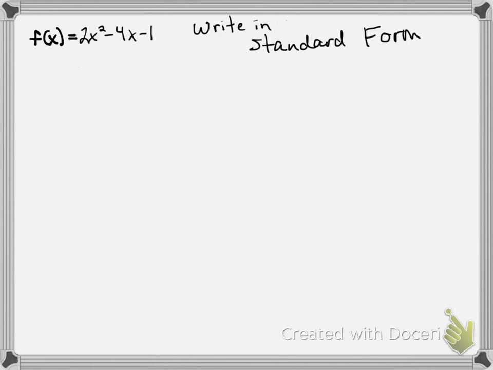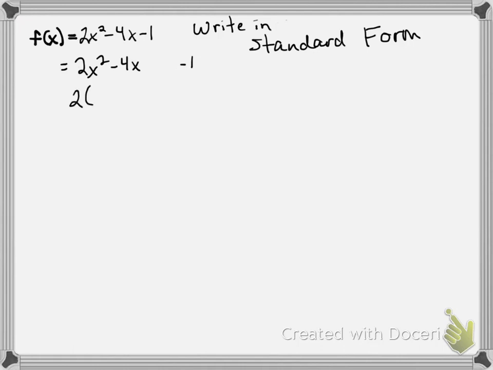We need to write this in standard form, so we need to complete the square so we can see the vertex right off. That's what standard form is good for. So I'm going to write this as 2x squared minus 4x and leave a blank, and then write the minus 1. And then I'm going to factor out the coefficient of the x squared. You can't have that coefficient there if you're going to complete the square.